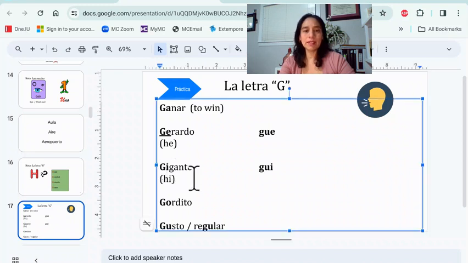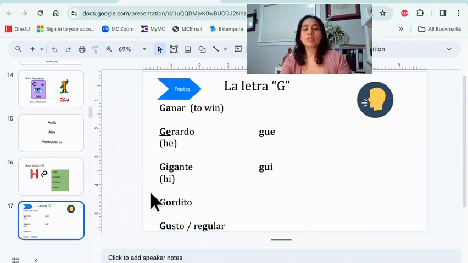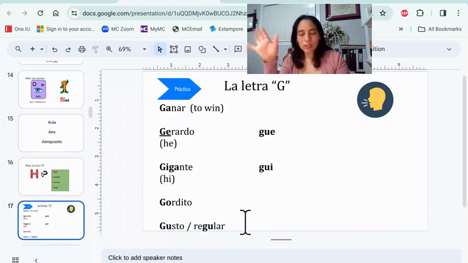Notice that I'm saying "he", like in the H-I in English, but then I'm switching here to the original sound G, gigante, gordito, and then we have the word gusto, like in the expression mucho gusto that you just learned in the previous unit, or regular, that means so-so, regular.